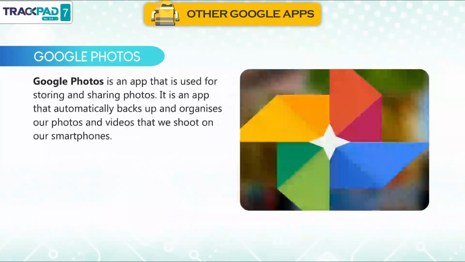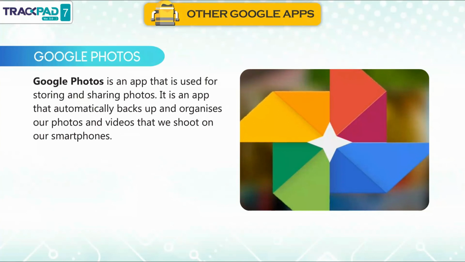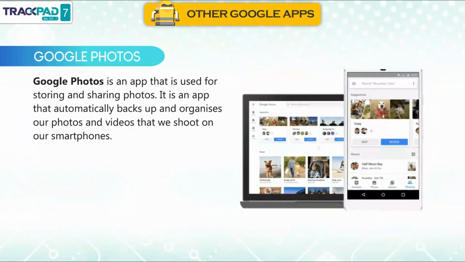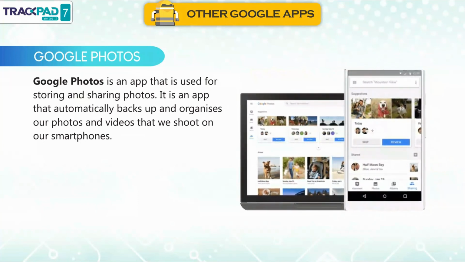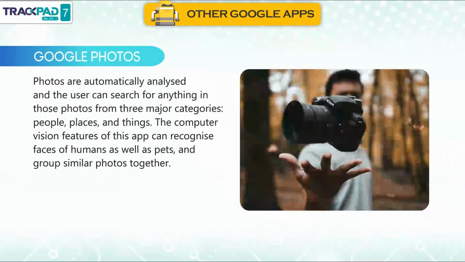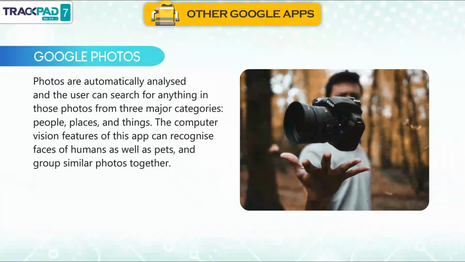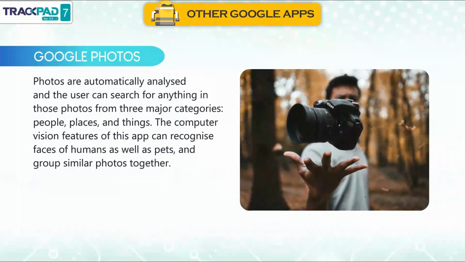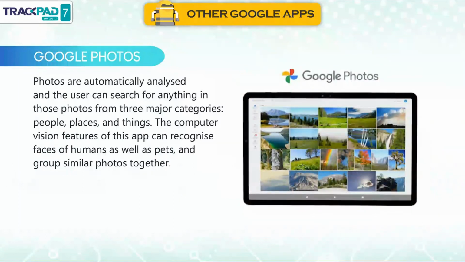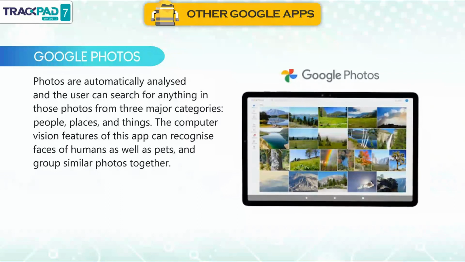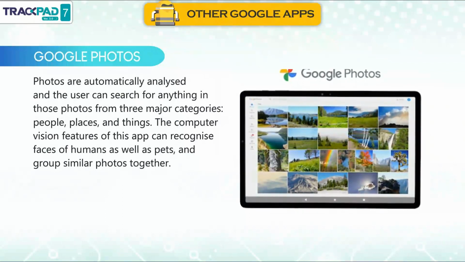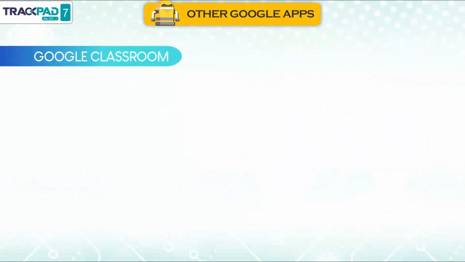Google Photos. Google Photos is an app that is used for storing and sharing photos. It is an app that automatically backs up and organizes our photos and videos that we shoot on our smartphones. Photos are automatically analyzed and the user can search for anything in those photos from 3 major categories: people, places, and things. The computer vision features of this app can recognize faces of humans as well as pets and group similar photos together.